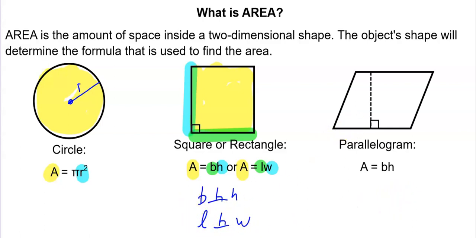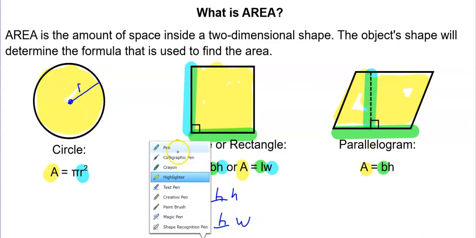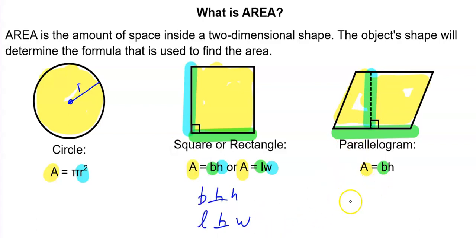Same for a parallelogram. If I want to find its area, the amount of space on the inside, I am going to take the length of the base and multiply that by the length of the height. Because we know base and height are always perpendicular to each other, if you notice, here's my right angle. The right angle is always between base and height.